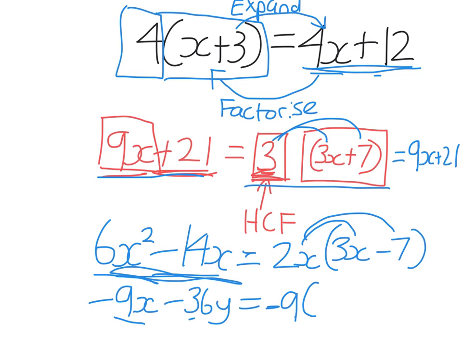So I say, what do I times by negative 9 to get negative 9x? Or if you like, what's negative 9x divided by negative 9? So that's just x, because negative 9 times x gives me this term here. And then I think, what do I need to multiply by negative 9 to get negative 36y? To get this, I need to multiply by positive 4, because negative 9 times positive 4 gives me negative 36. And then I also need the y in there as well.